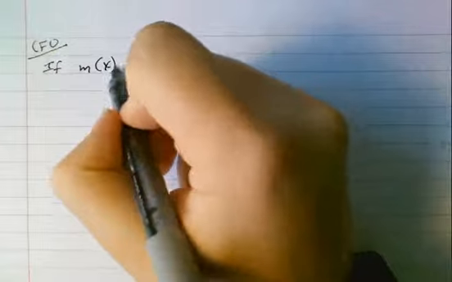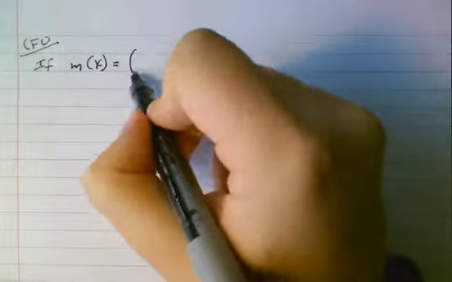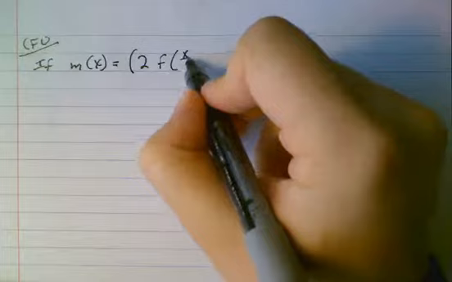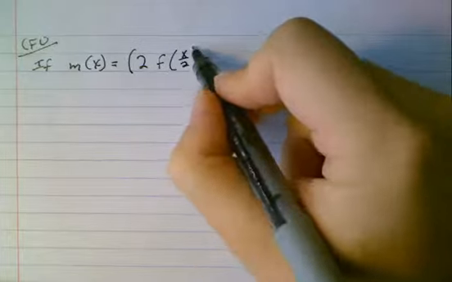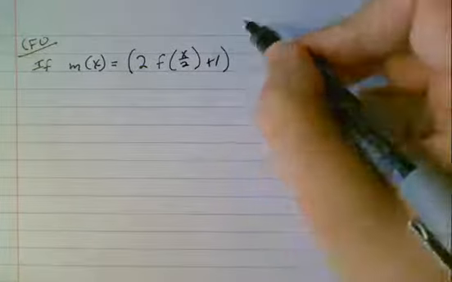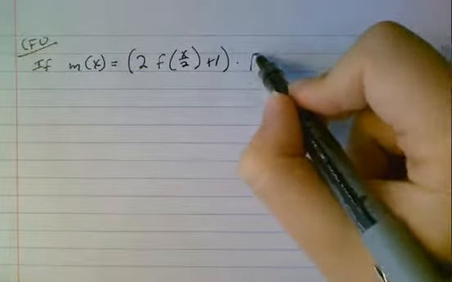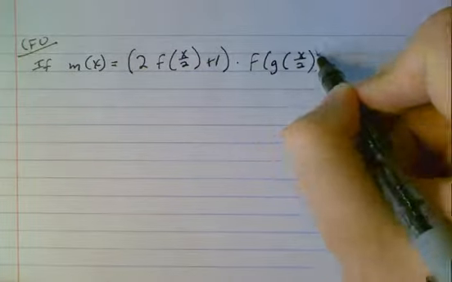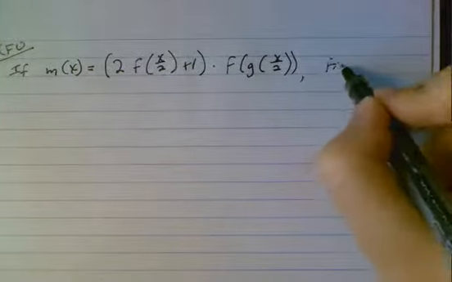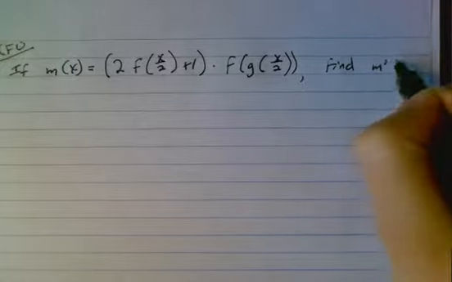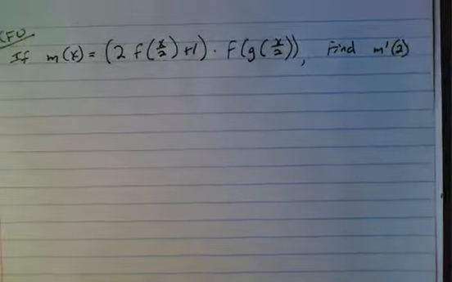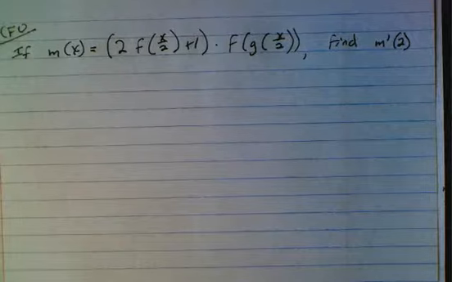If m of x equals 2 f of x over 2 plus 1, and all that times f of g of x over 2, find the derivative of m when x equals 2. Try that one on your own. Pause the video now. Restart the video when you're ready.